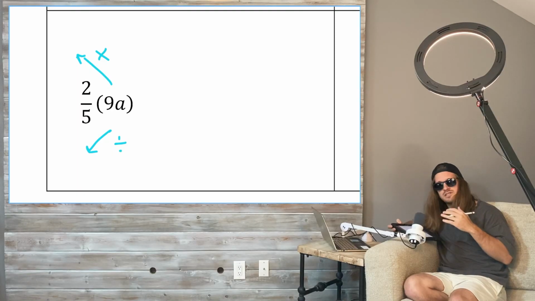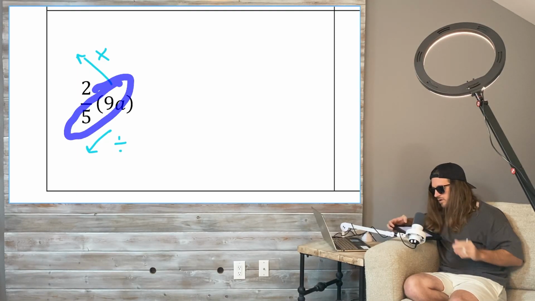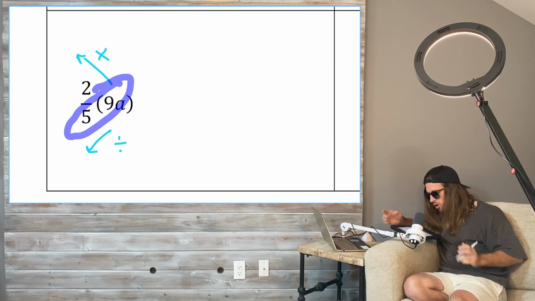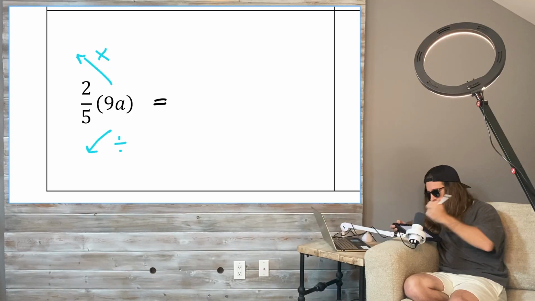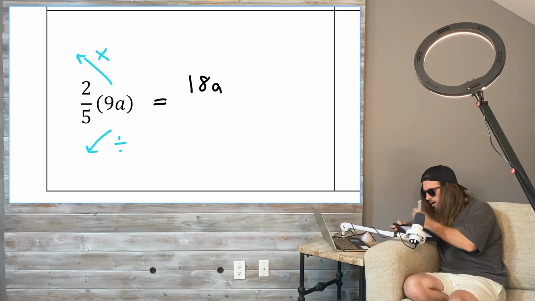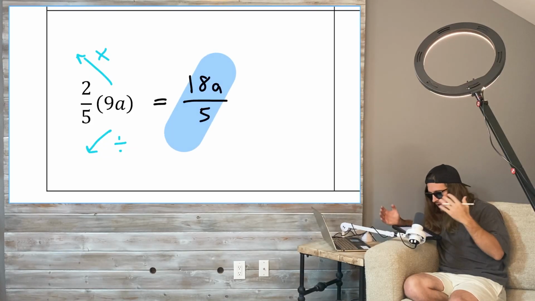But here we go. Now we're starting to see some variety here in that, can we divide down first? Is 9 divisible by 5? No, it is not. So you're just stuck with multiplying up. 9 times 2 is 18. Just tag on the a and leave that over 5. And that's it. Not very exciting. There's not anything else you can do there.